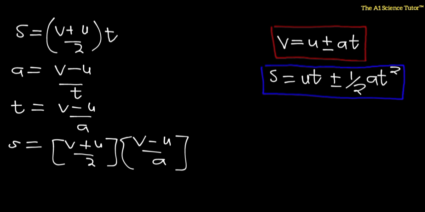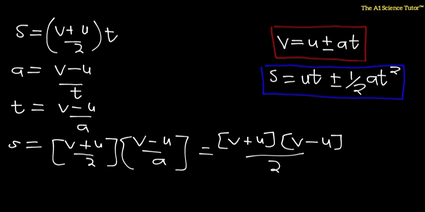Now, if we multiply this, this would give us V plus U multiplied by V, so I should write V rather, minus U. And this is all divided by 2 multiplied by A, which is 2A.